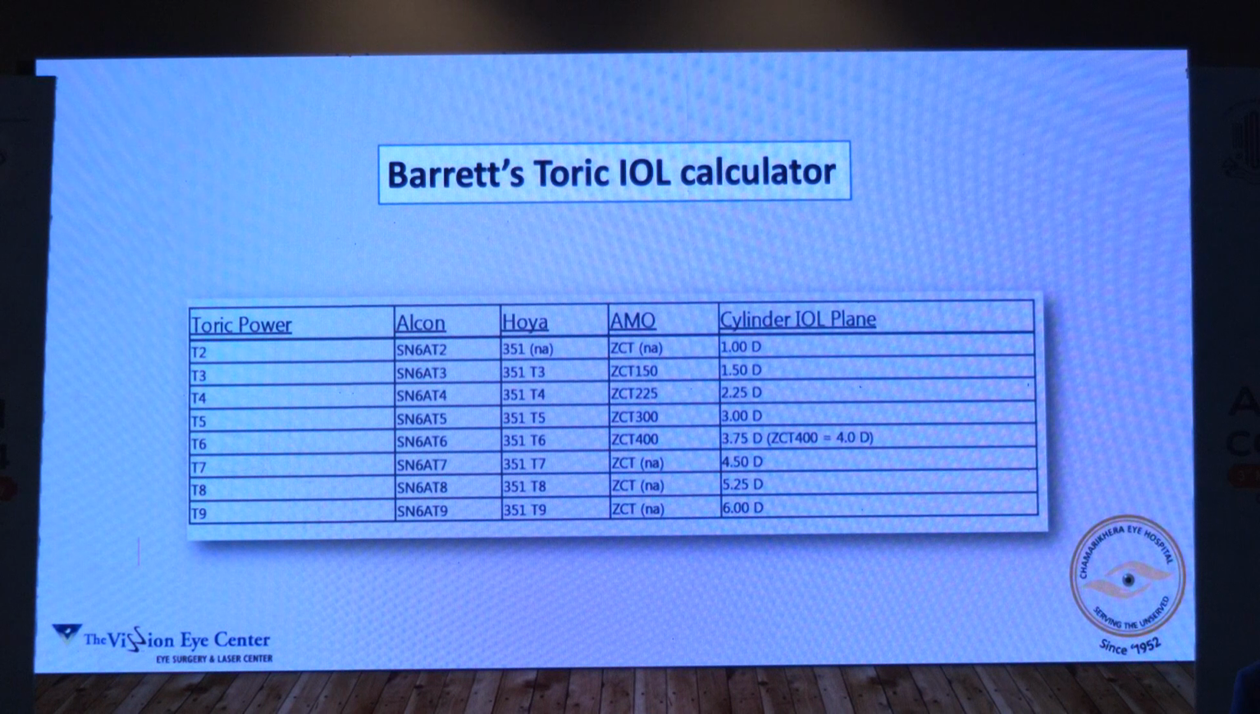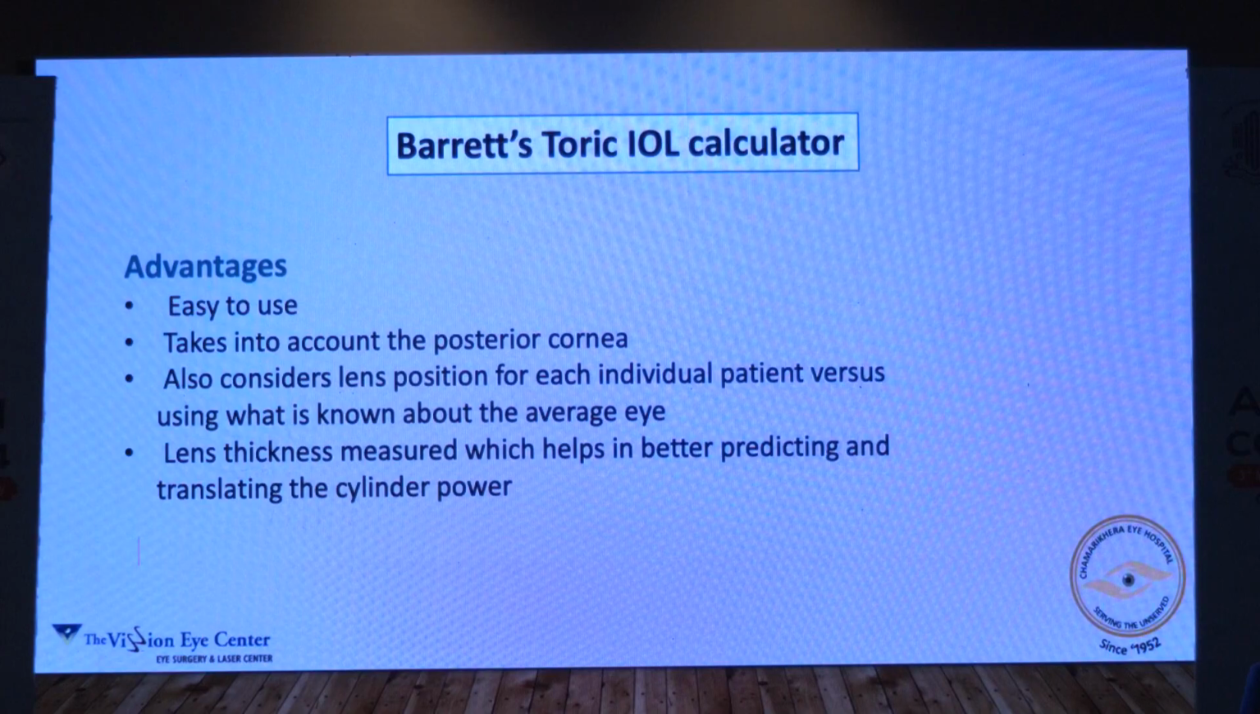So now that your calculation is done, you see what is the toric power that is to be implanted. At the left corner there is T2 to T9, and different lenses, different companies, all of them from T2 to T9 will be different. So you need to customize it for your particular patient according to the lens and the brand that you're going to use, which one from T2 to T9 is the one that you're going to be using.